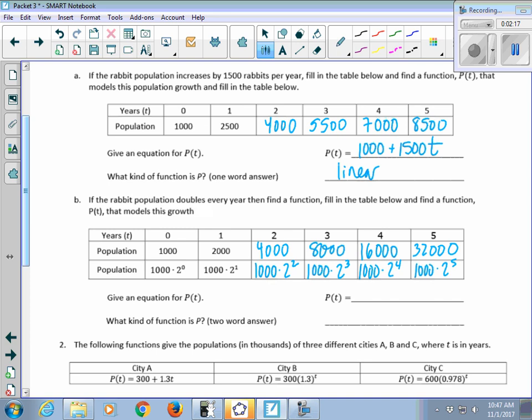So a formula for P of T would be 1,000, and then we're doubling every year for T years. So 1,000 times 2 to the T. And what kind of function is this? Exponential. Right? This is the difference between linear and exponential growth. With linear growth, you are adding a constant amount every year, and with exponential growth, you're multiplying by a constant number every year.